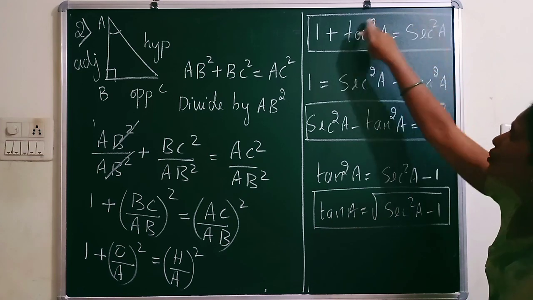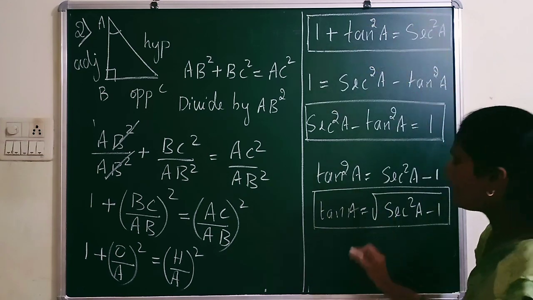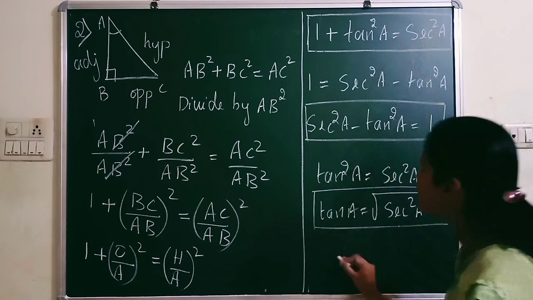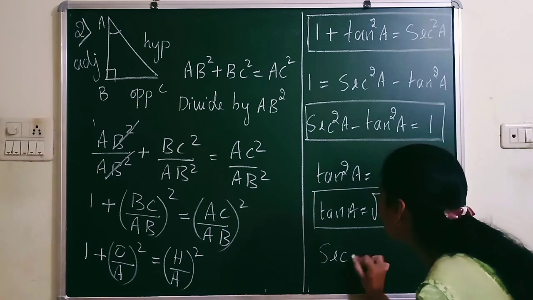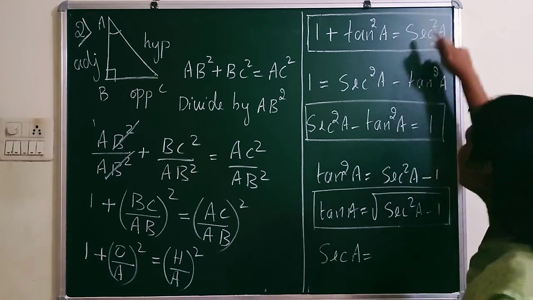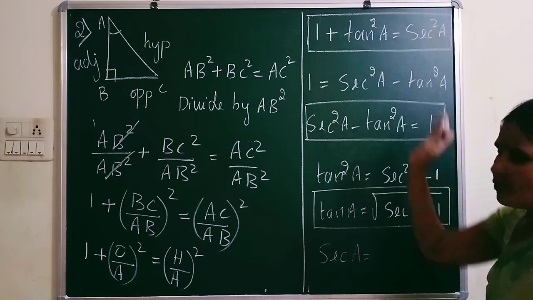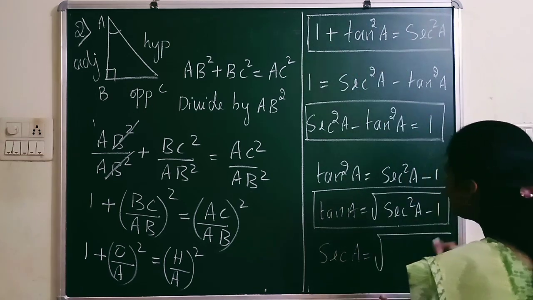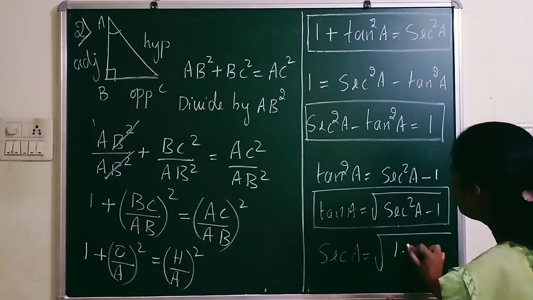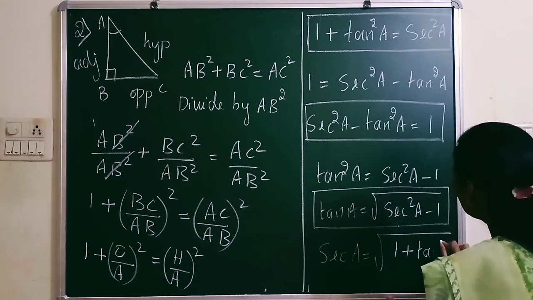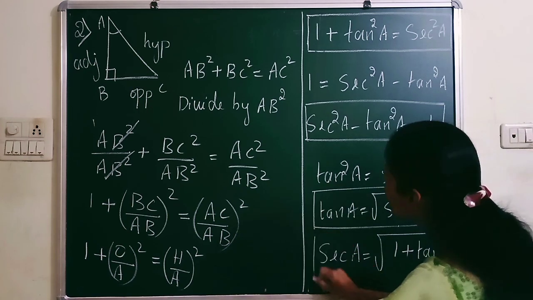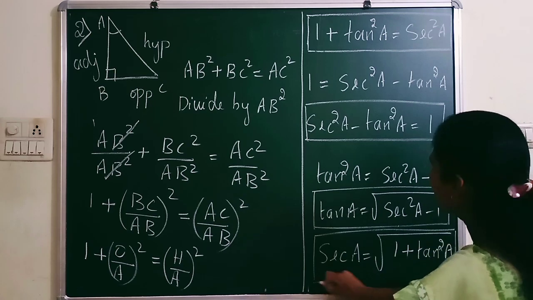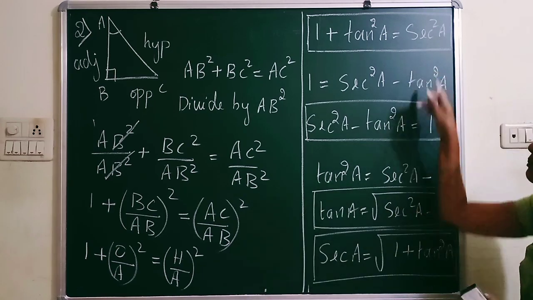If you send 2 to this side, so what happens? Again I will write directly. Sec A will be on one side, and the power of sec, that is 2, goes to the other side. What happens? Sec A equals square root of 1 plus tan square A. So this is another reduced form. And this is the main identity.